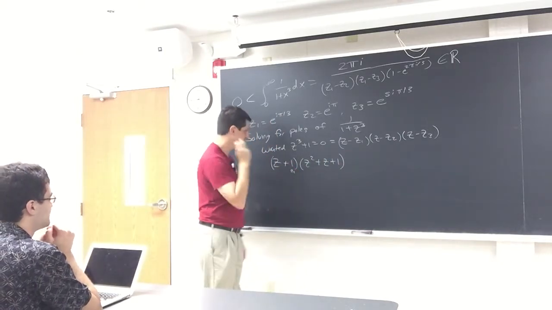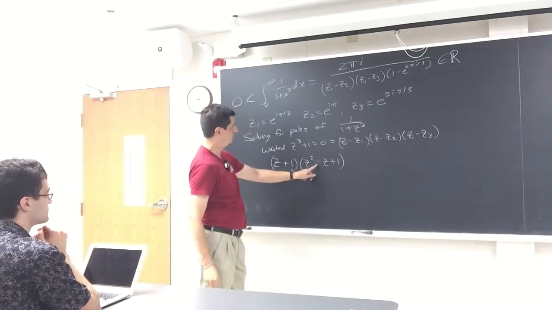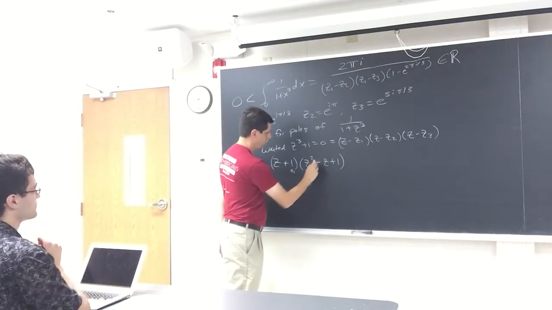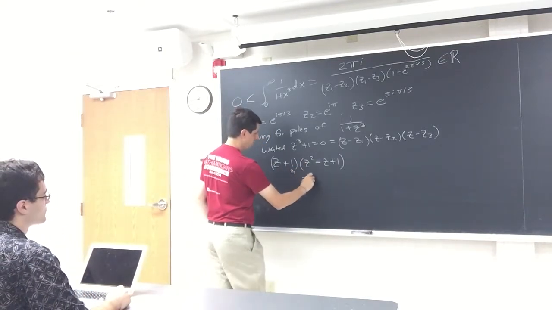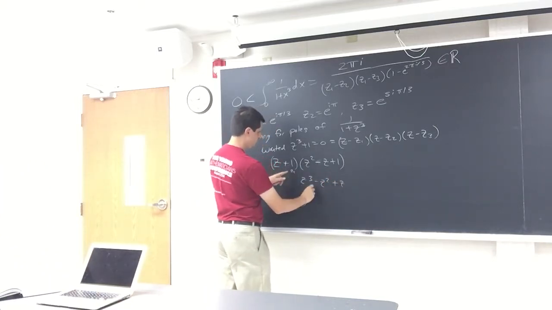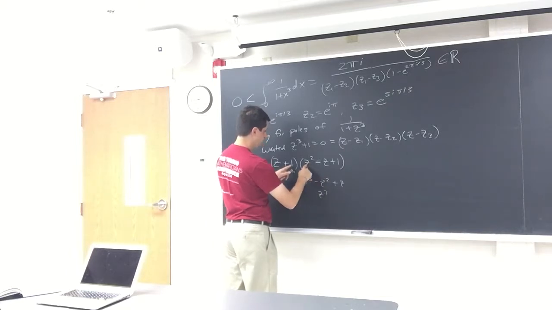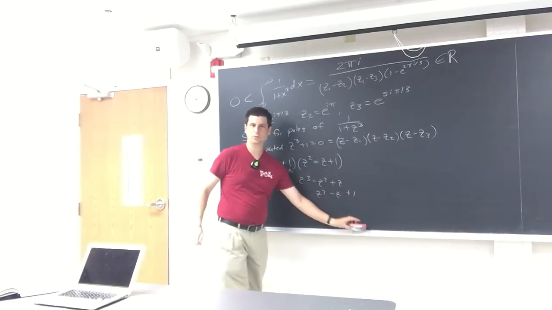So yes, it should be z plus 1, thank you. Oh, and then if that's the case, then will this one become a minus 1? So let's see. This will give us a z cubed minus z squared plus z, and we'll have a plus z squared, a minus z, and a plus 1. So that works.